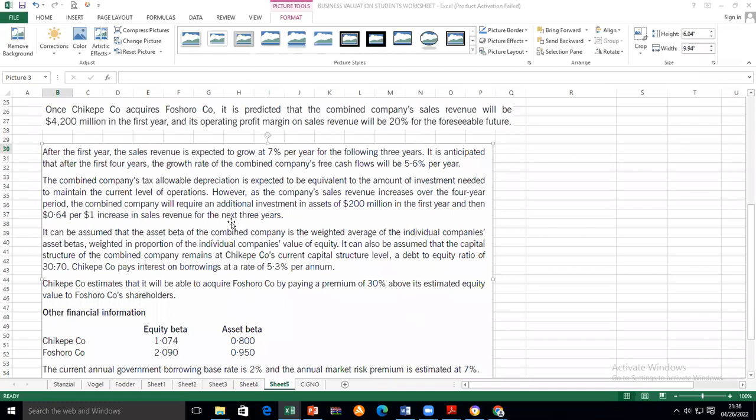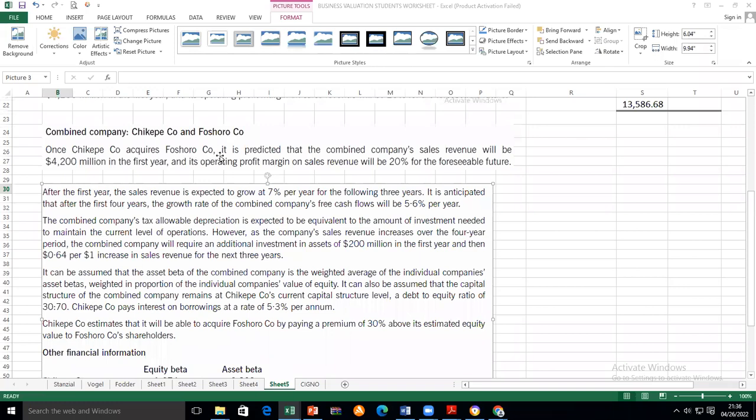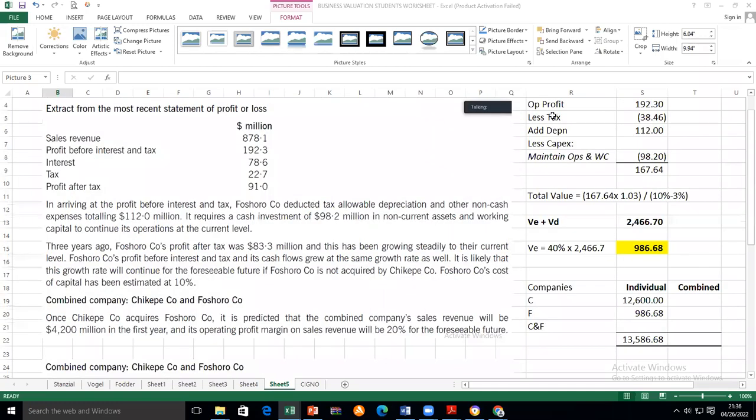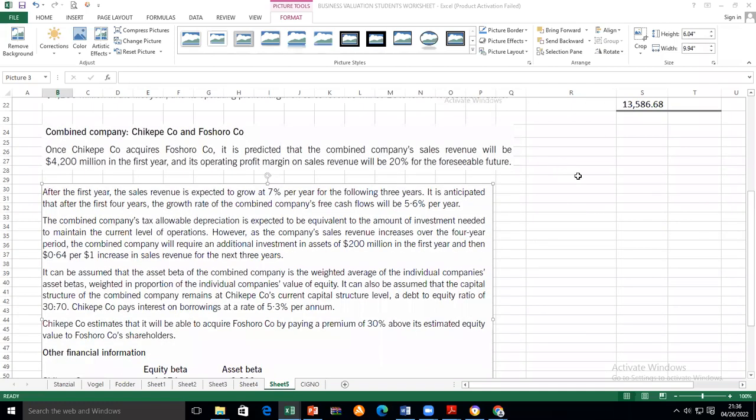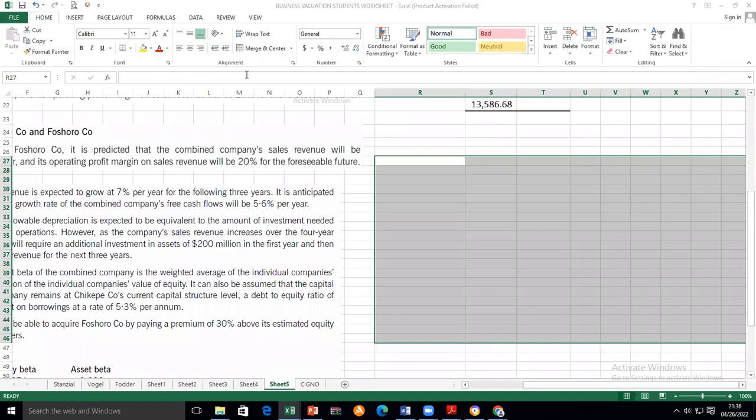So the company has been combined. Once C acquires F, it is predicted that the combined company sales revenue before 2 in the first year, and this operating profit margin on sales will be 20% on the foreseeable future. They are giving you information to get free cash flow. So let us now start with the free cash flow for the combined company.